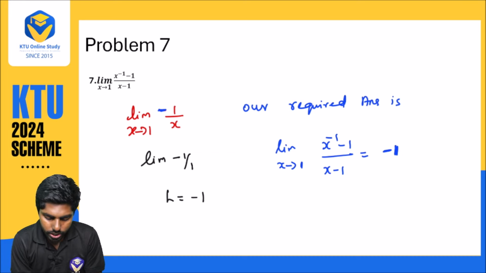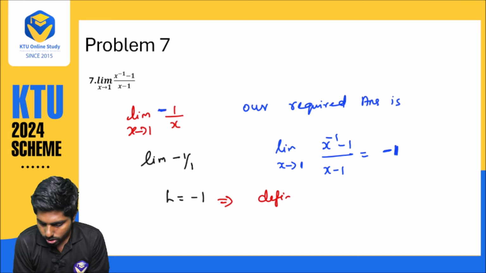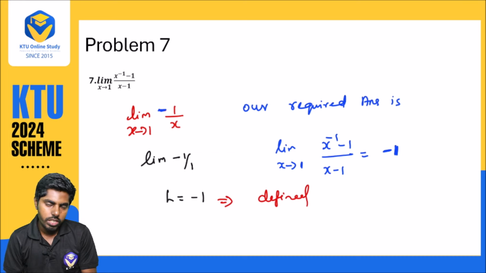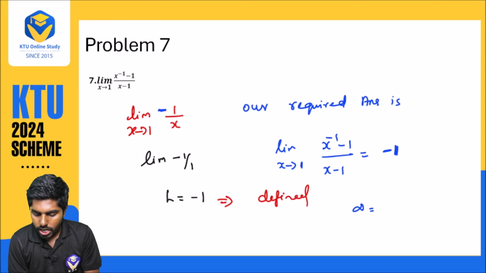Okay. So now it is a defined value. Constant values are defined values. Infinite values are undefined values.